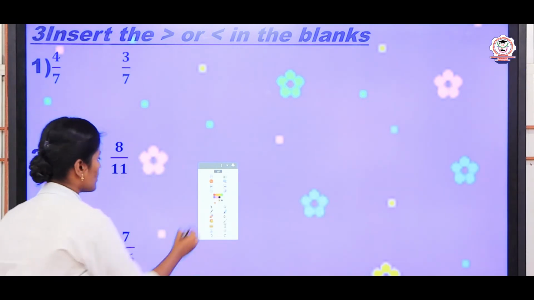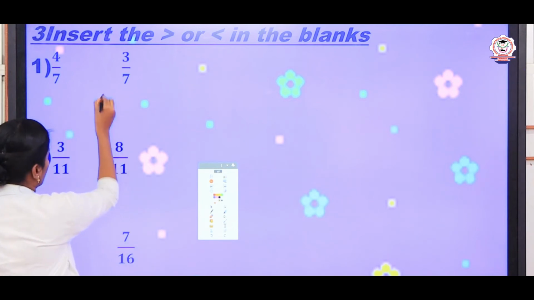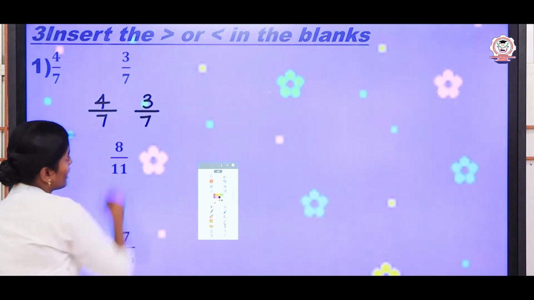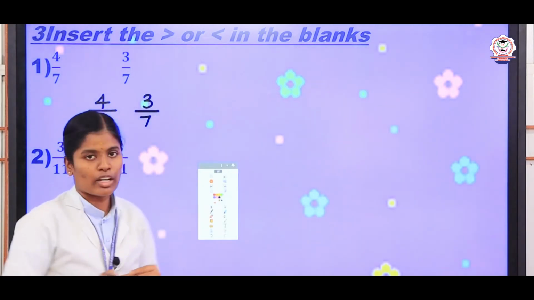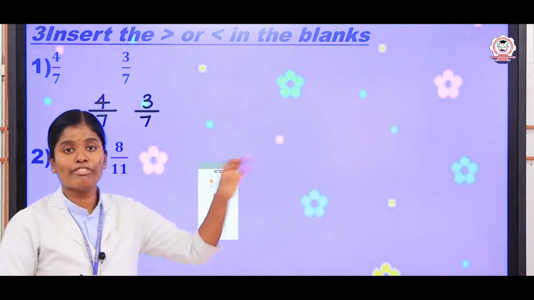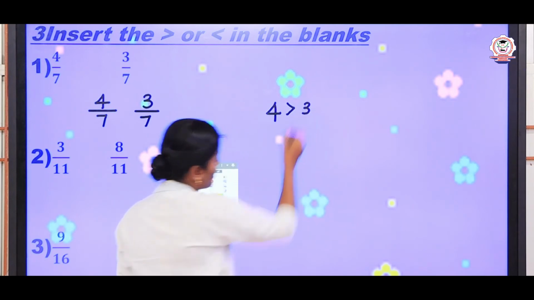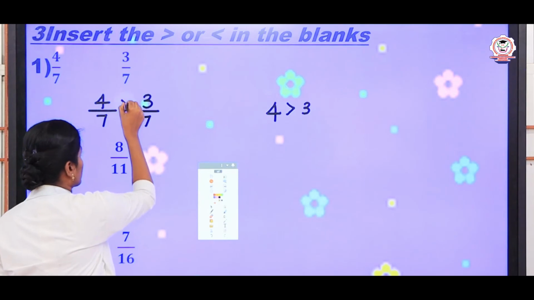So write the question: 4 by 7 and then 3 by 7. Here we have the same denominator value. Now you see the numerator values. We have the numerator values 4 and 3. So here 4 is greater than 3. Compared to 3, 4 is the greater value. So put the symbol like this.